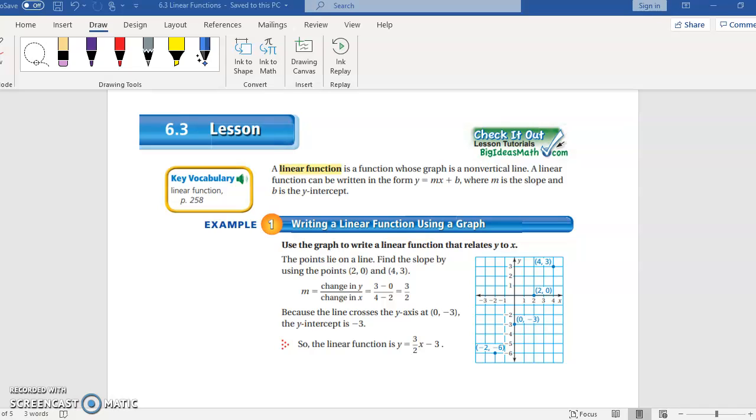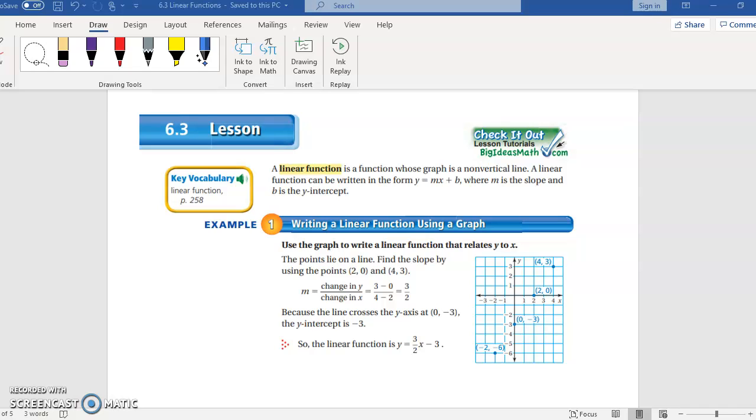So example 1, writing a linear function using a graph. So look at your points. You're going to pick 2 points and find your slope. Remember, to find your slope, you subtract your y's, and then subtract your x's, and then you plug that in where m is in the equation. So they chose the points (2, 0) and (4, 3). So 3 minus 0 is 3, 4 minus 2 is 2, so they get the slope of 3/2.